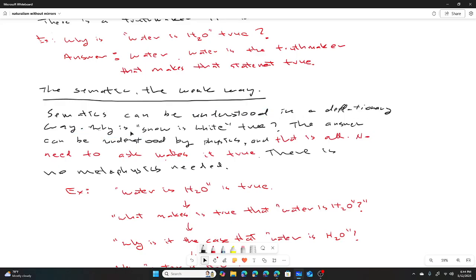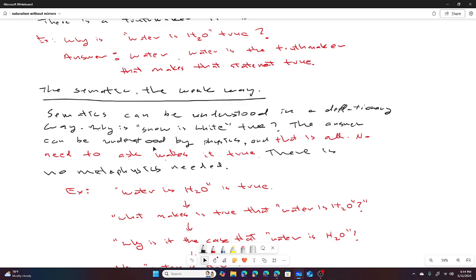Why is snow is white true? The answer can be understood by physics, and that is all. No need to ask what makes it true. There is no metaphysics needed. So in this example, we are given a statement, snow is white, is true. And the temptation is to ask, well, why is this statement, this linguistic entity called a sentence, true? The natural answer would be that, well, it's snow. And there's something about the nature of the snow that this whiteness is kind of automatic. So that's why the string is true.